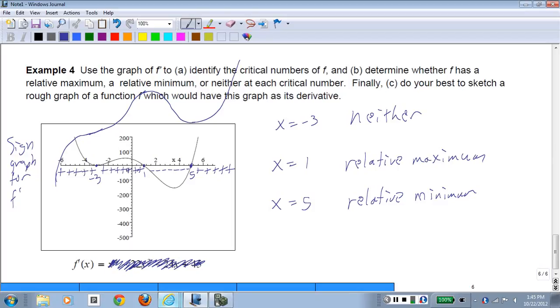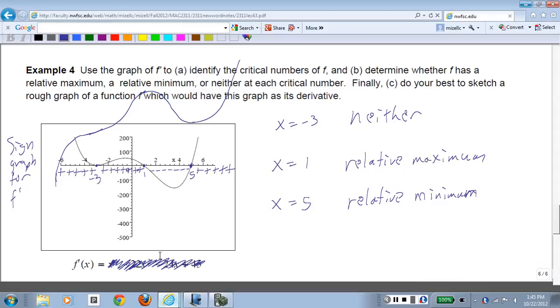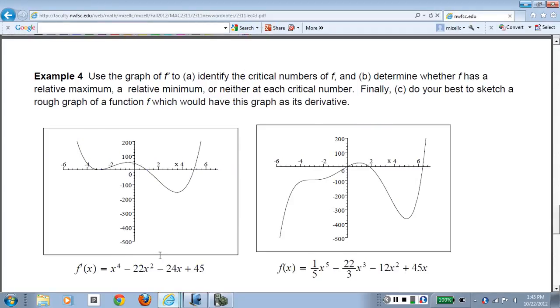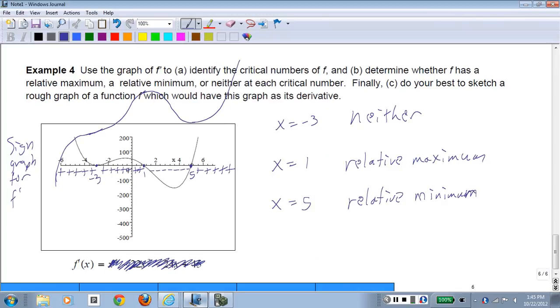But that's the idea. And what is the C part? Do your best to sketch a rough graph of the function. Okay, we did that. So there it is. Now, the actual one looks like that. Compared to what we have, I think that's fairly decent. Maybe I should have leveled it off a little bit more at -3. I'm not real thrilled about what I did there. Horizontal tangent line right there, so level and then up. But otherwise, it seemed like it was okay.